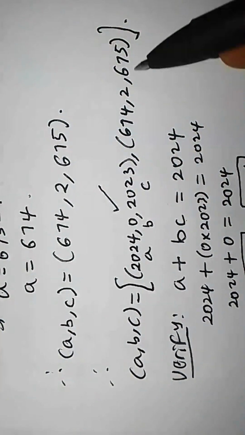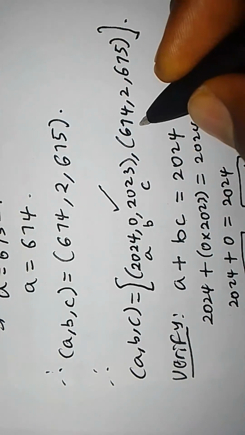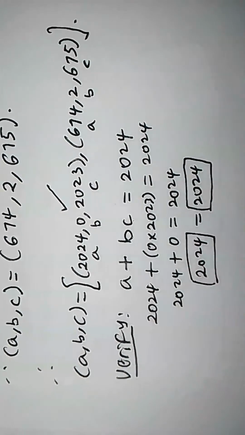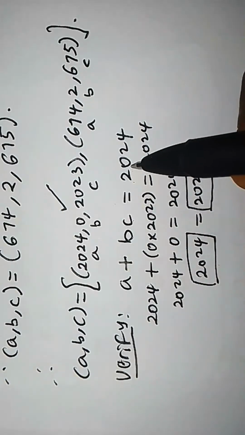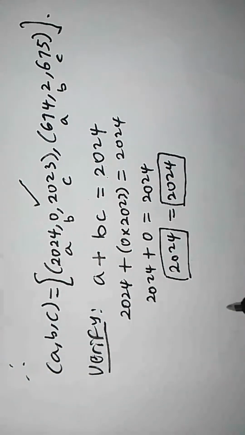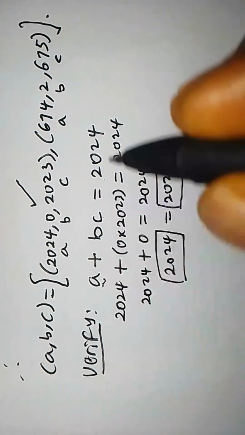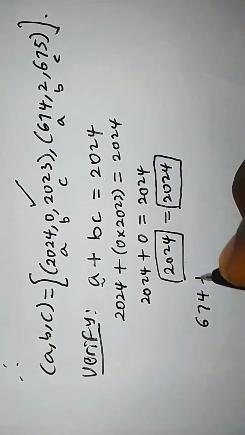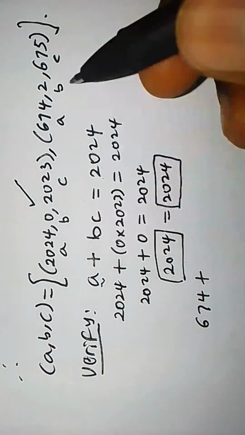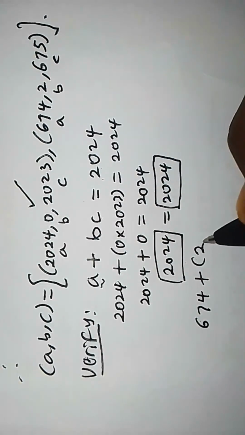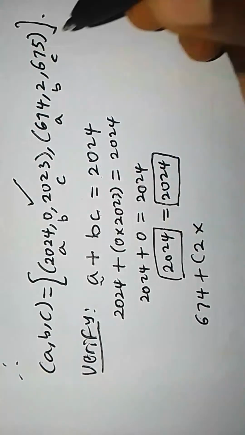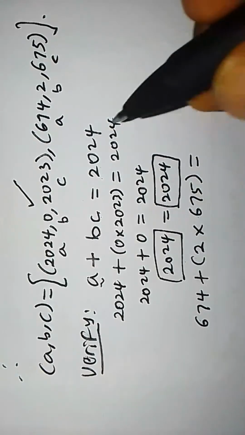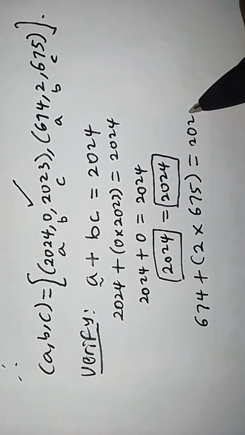Now let us verify the second solution. This is a, this is b, this is c. Using this same equation, we can verify this. In place of a, we write what? 674 plus. In place of b, we write 2. So that is 2 times c, 675, equal to the right hand side 2024.